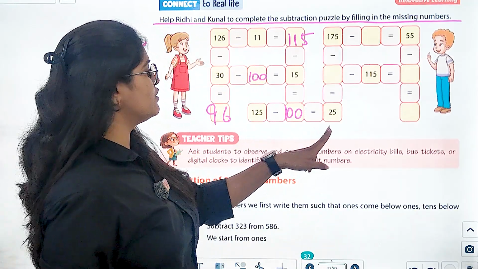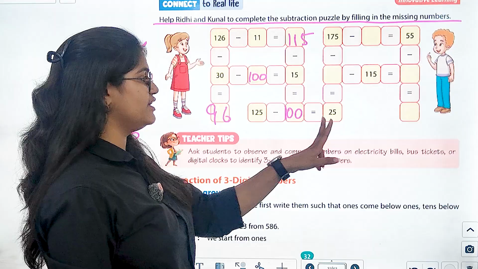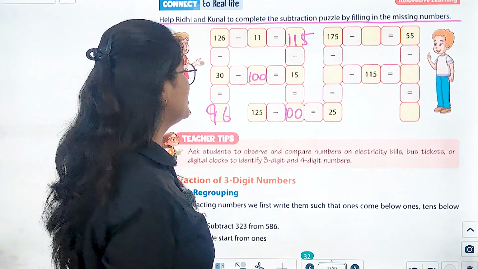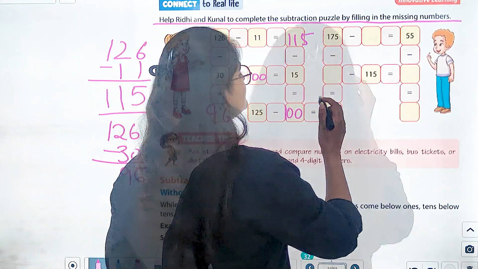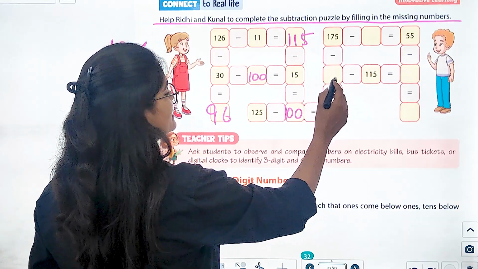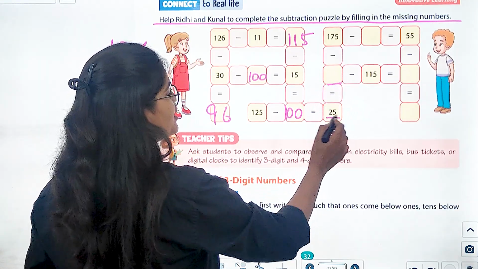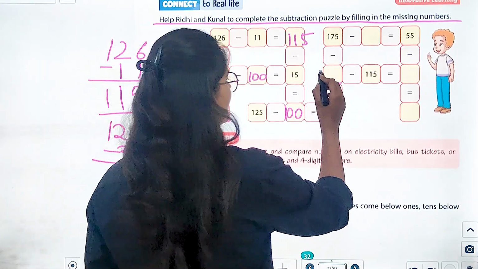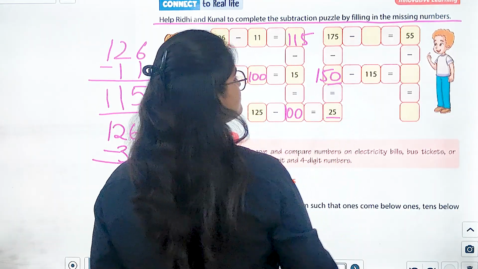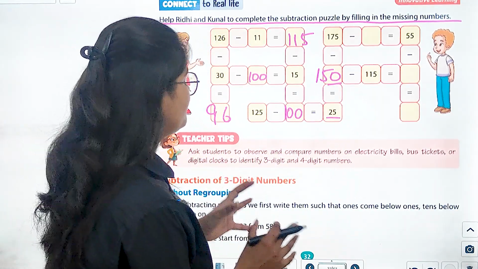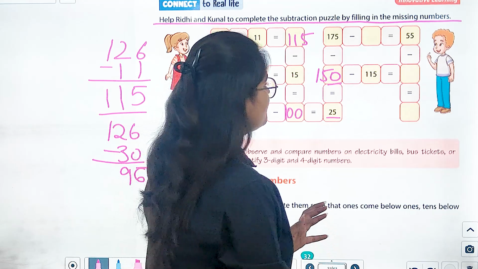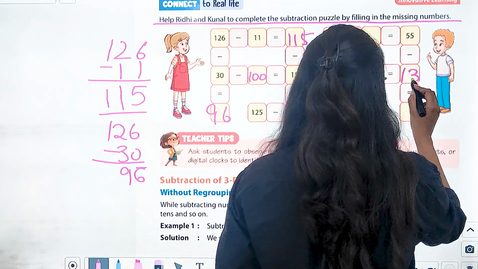Now this equation is complete: 125 minus 100 is equal to 25, right? Then 175 minus what? That we get 25. So we'll minus 150, right? Then 150 minus 15, we get 135.